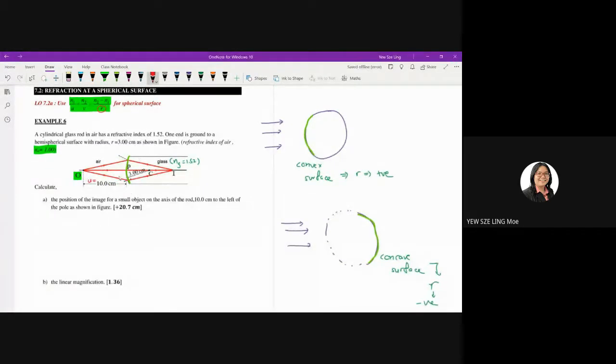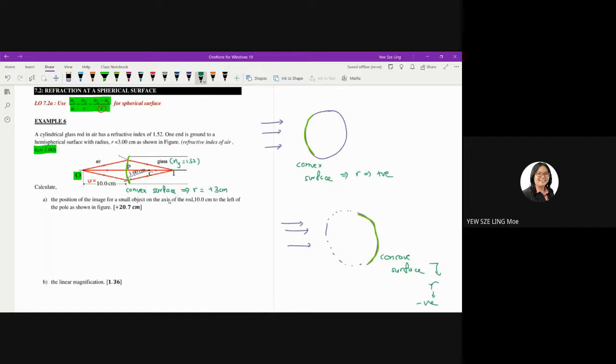Then we have a hemispherical surface. The thing we have to do right now is to determine whether r is positive or negative. If you complete the circle, you will see that the light ray is actually hitting the outer surface of the circle, meaning this surface is a convex surface. Therefore, our r is a positive value, positive 3 cm. Those are the values that we have for this question.